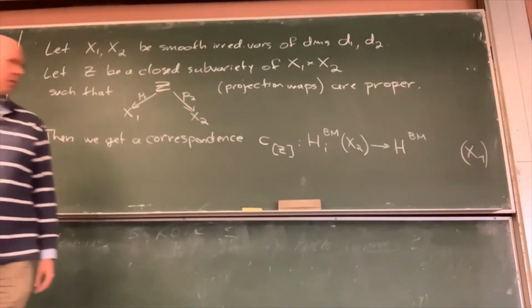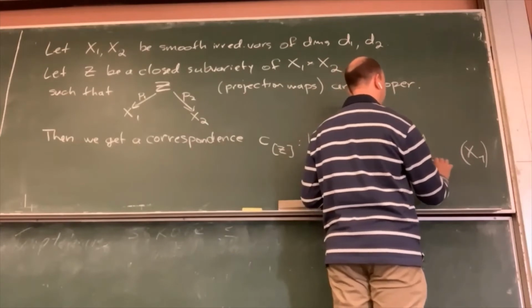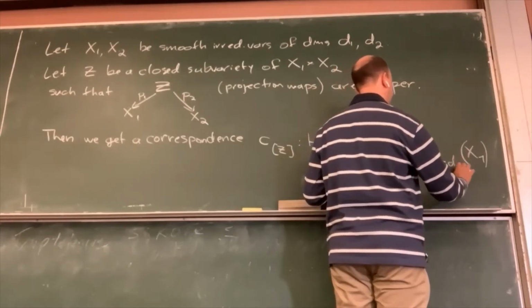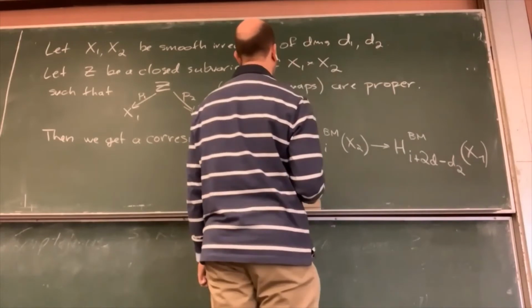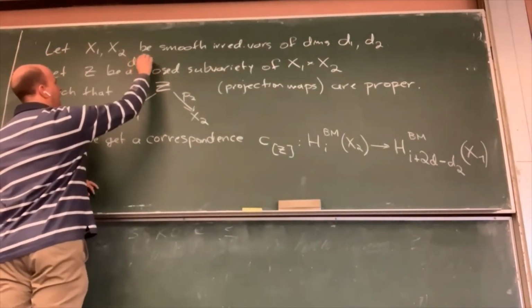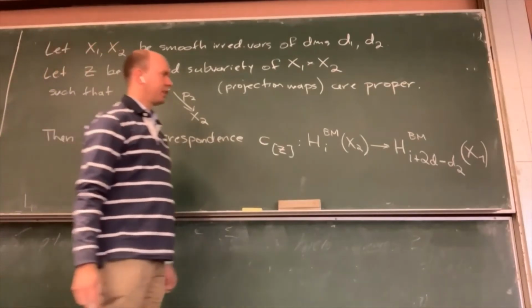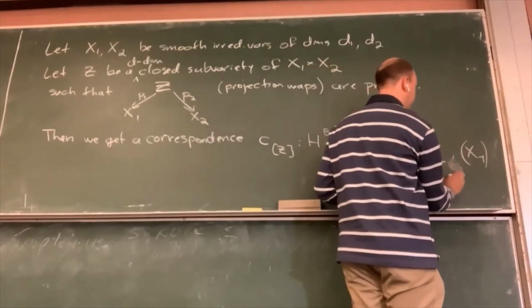but it's not degree preserving in general. It's I plus 2d minus 2d2. Now I think I said, okay, so Z is meant to be a d-dimensional closed subvariety of the product X1 cross X2. And this should be 2d2, sorry.